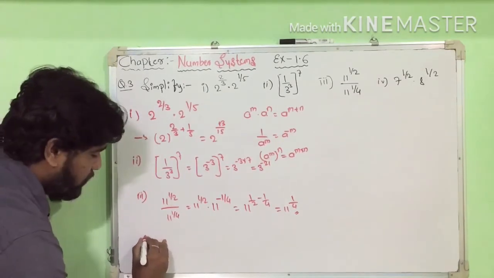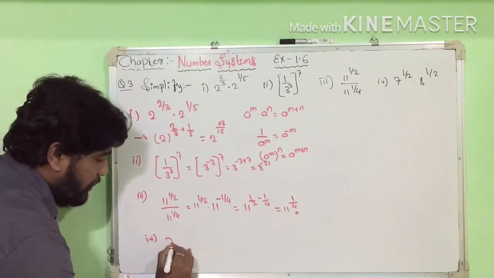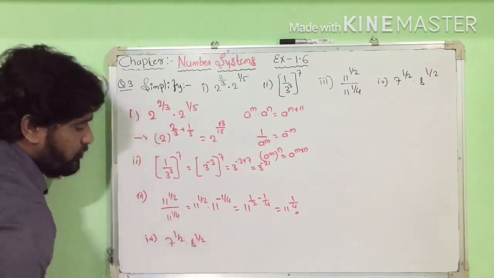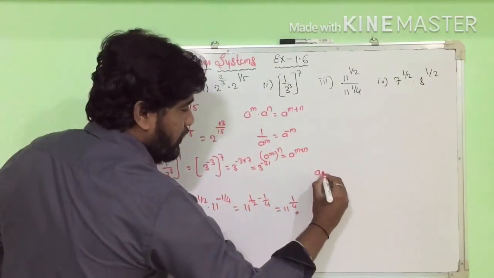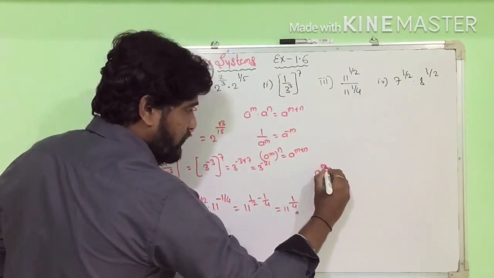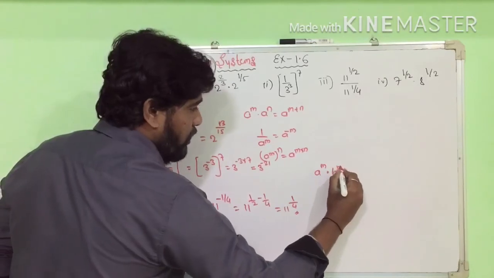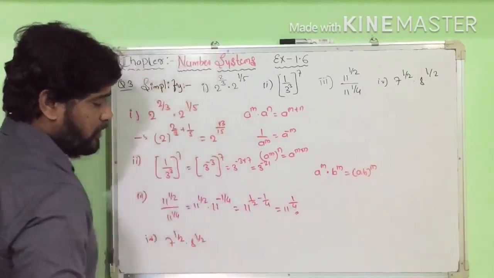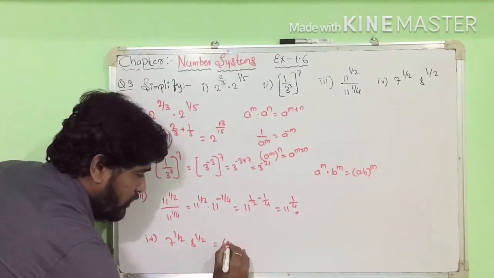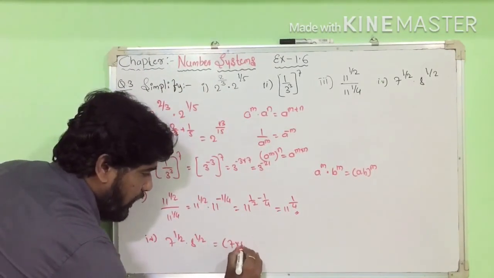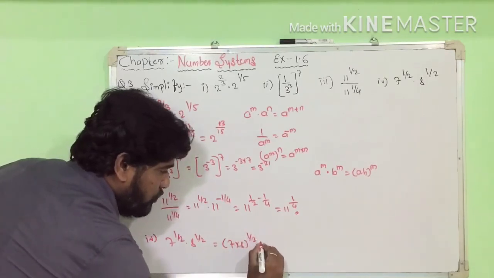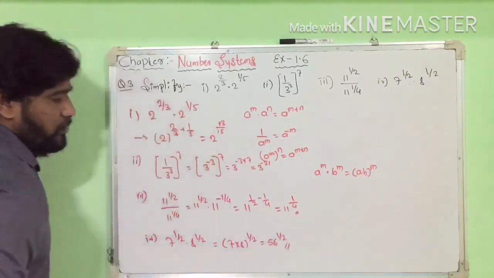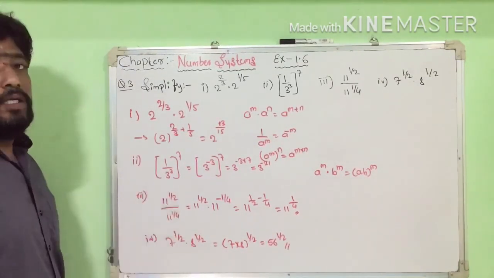So next, fourth one. 7 raised to 1 by 2 into 8 raised to 1 by 2. So it is in the form of a raised to m into b raised to m. So this we can write ab raised to m, right? So here 7 into 8 raised to 1 by 2. So this is equal to 56 raised to 1 by 2. So this is all about your number system.